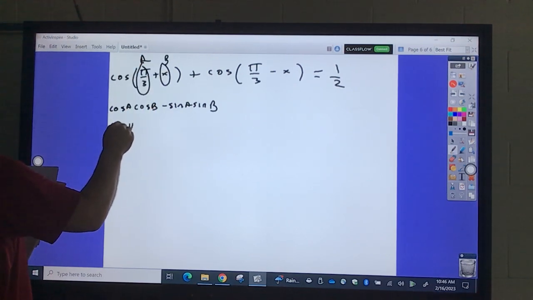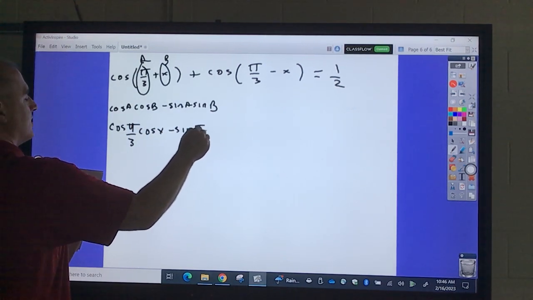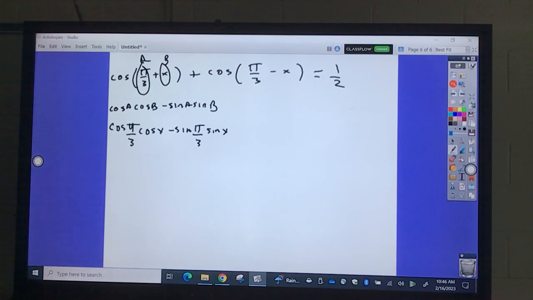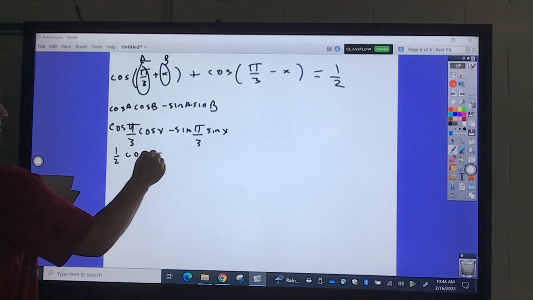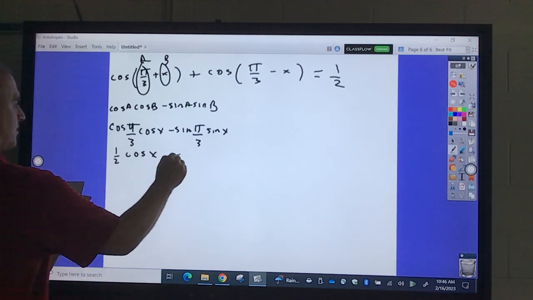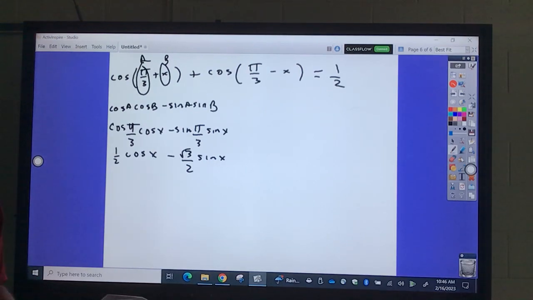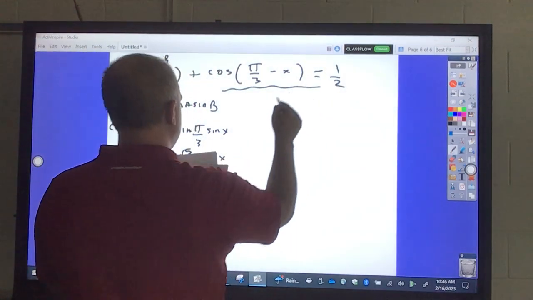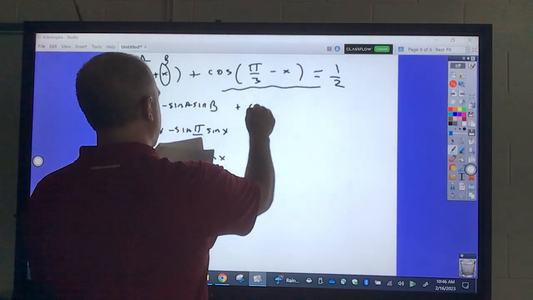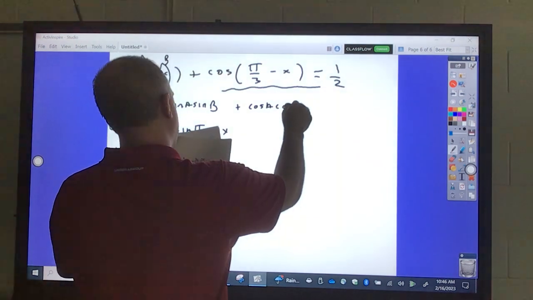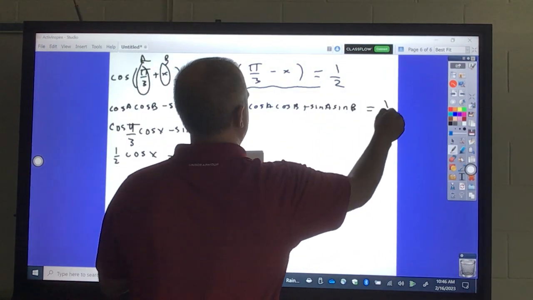So cosine of pi over 3, cosine of x, minus sine of pi over 3, sine of x. Cosine of pi over 3 would be 1/2 cosine x, minus the sine of pi over 3 is square root of 3 over 2 sine of x. And that minus sign stays there. Now, this formula right here, with the plus, is cosine A, cosine B, plus sine A, sine B. Obviously, all equaling 1/2.